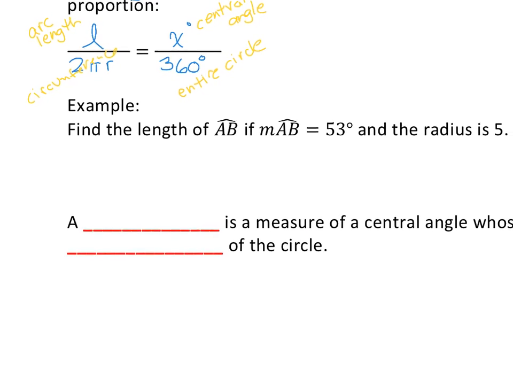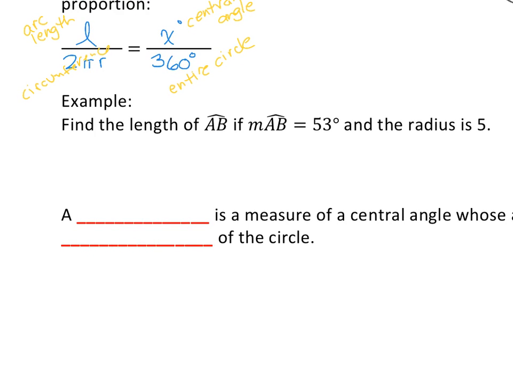All right, so find the length of arc AB, that's how we would read this symbol, if the measure of arc AB is 53 degrees, that means the central angle, and the radius is 5. So we're going to set up our proportion. We have L over 2 pi r equals central angle over 360. If I cross multiply to isolate L, I have L equals my central angle x times 2 pi r over 360.